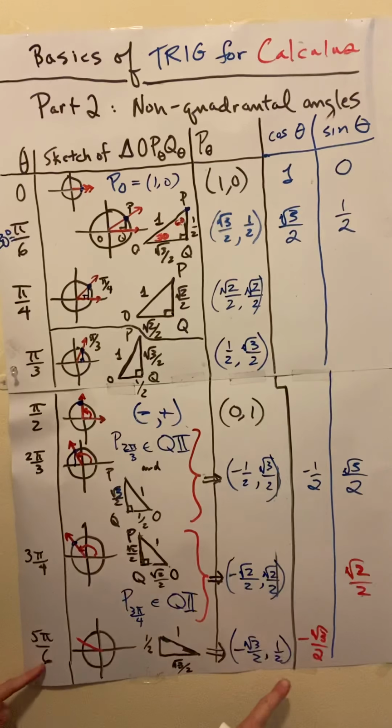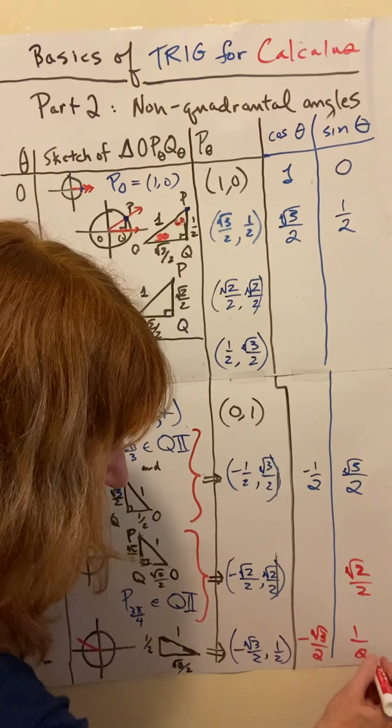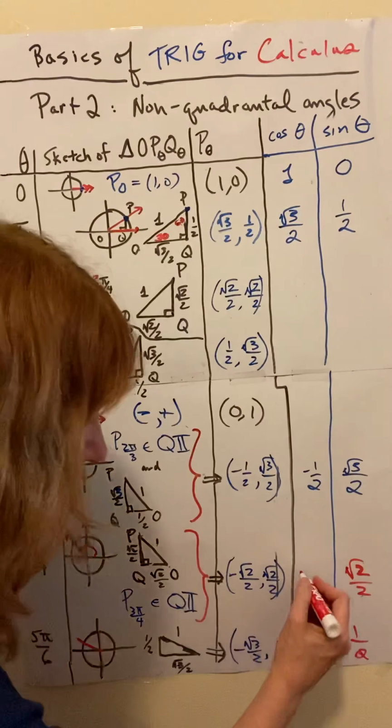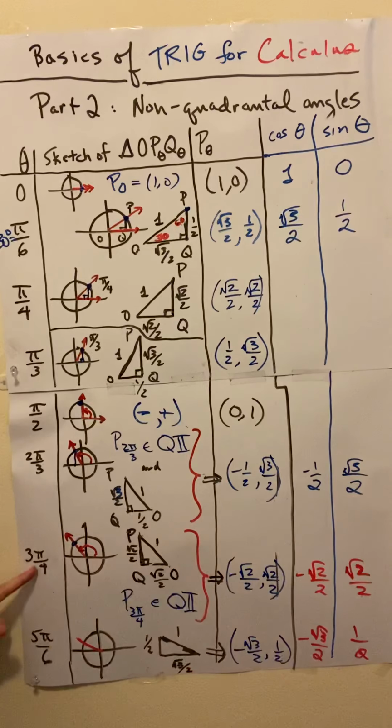What's the sine of 5 pi over 6? That's that 1/2. What's the cosine of 3 pi over 4? It has to be a negative square root of 2 over 2, just because 3 pi over 4 terminates in quadrant 2.